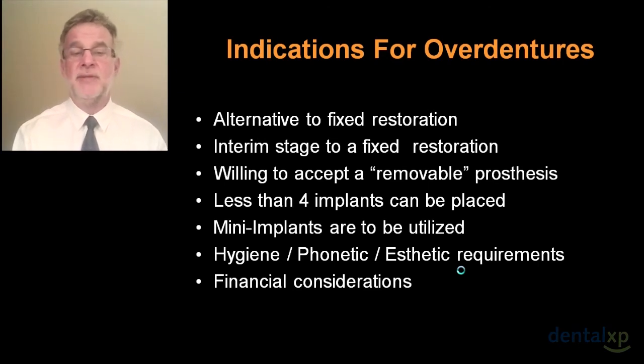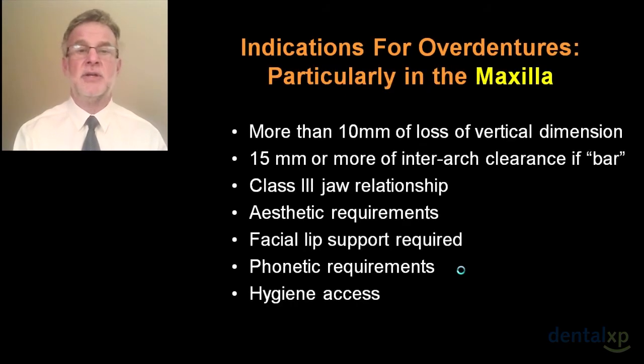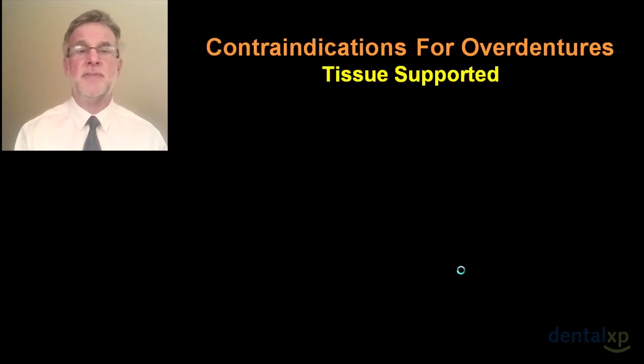And of course, if we have a case where we can't even place 4 implants, or we need to use mini implants, or the hygiene, phonetics, and aesthetic requirements or the financial considerations are such that fixed is just not possible, then overdentures can offer an excellent alternative. Particularly in the maxilla, if we have extensive bone loss, and the things I've listed here, which is repetitive to some degree, in the maxilla especially, the fixed cases can be very challenging.